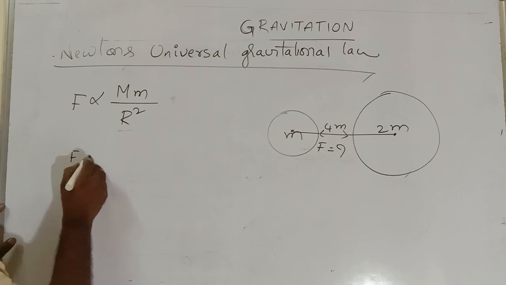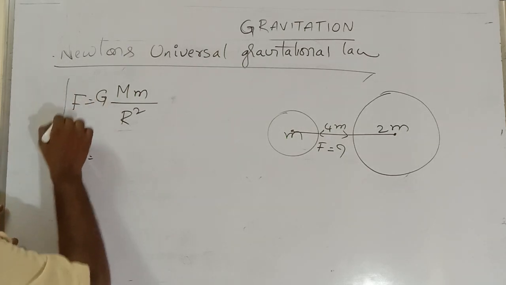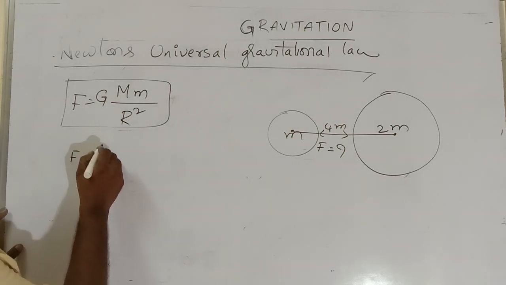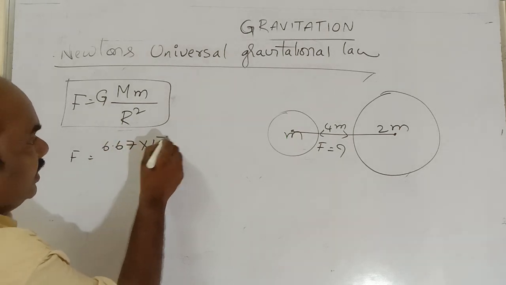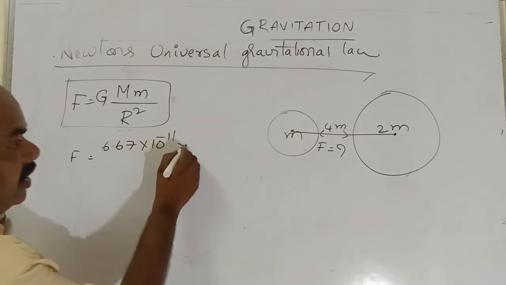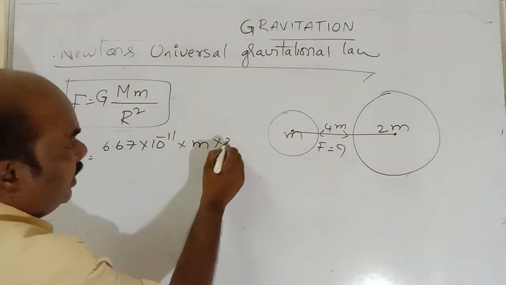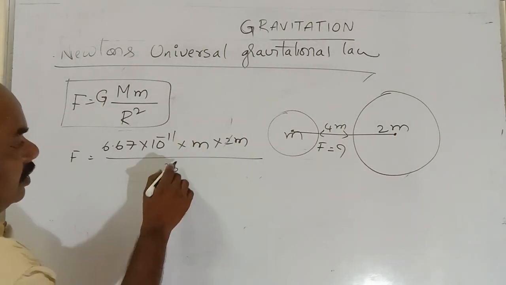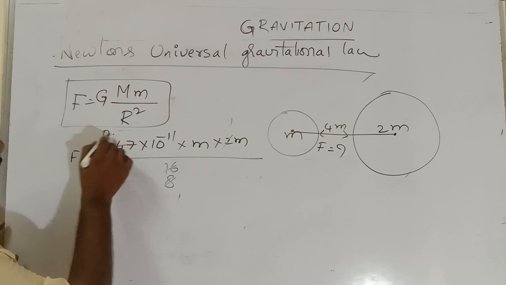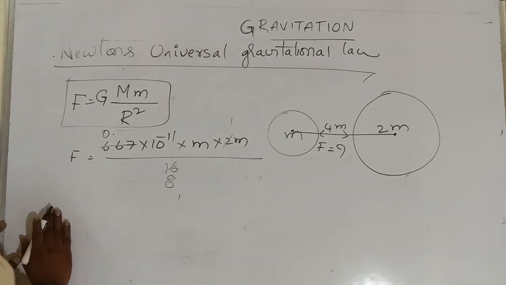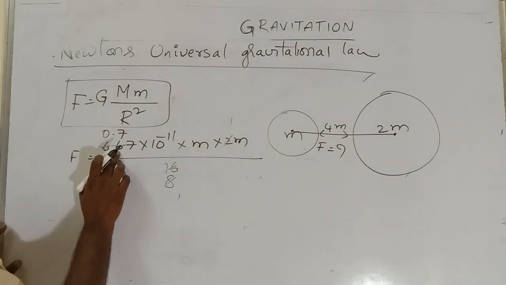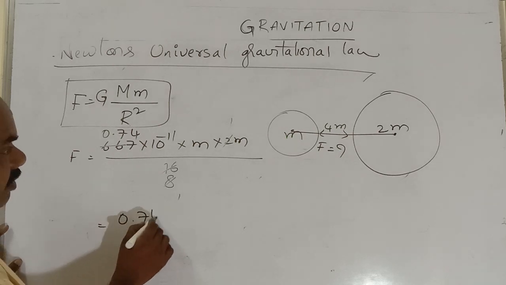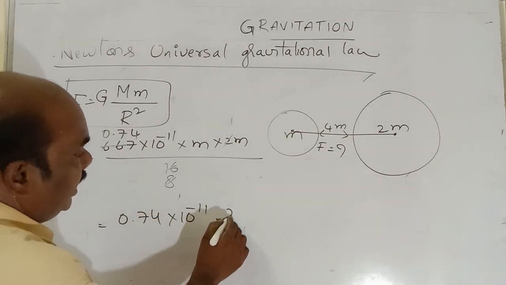Same formula, F is equal to G m1 m2 by r square. What is the G value? G value is 6.67 into 10 power minus 11 Newton meter square by kg square. Capital M is m, small m is 2m, by r is 4, 4 4s are 16. Correct, children? That comes to 0.74 into 10 power minus 11 m into m square.